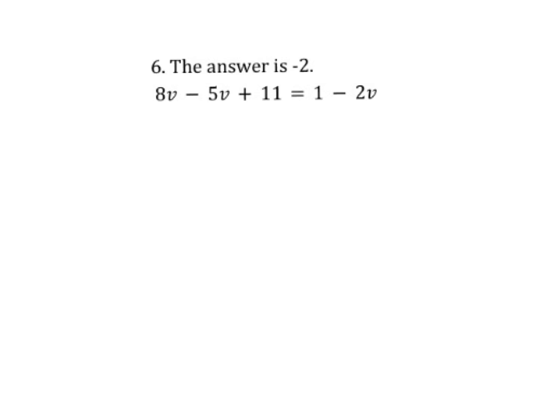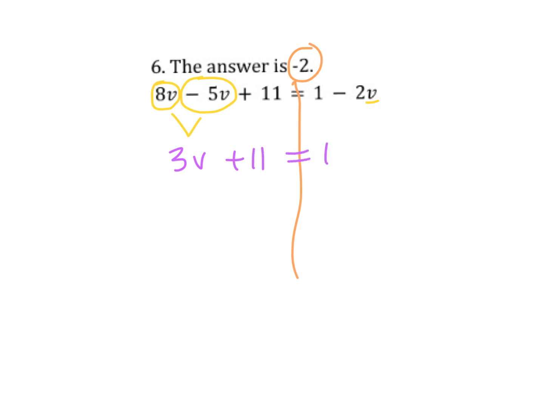Okay, let's go ahead and put our line down the equal sign. And for number 6, we're trying to get an answer of negative 2. All right, notice we have 8v and 5v, and then over here is another v. But since these two are together on the same side, I can simply combine them. 8v minus 5v is 3v. Then I'm going to bring everything else down.